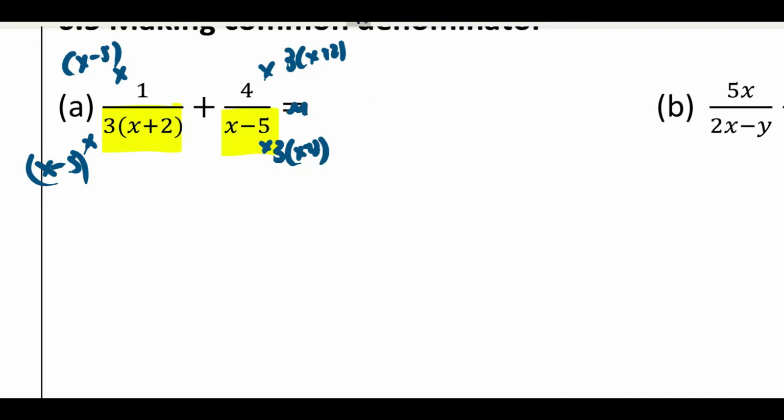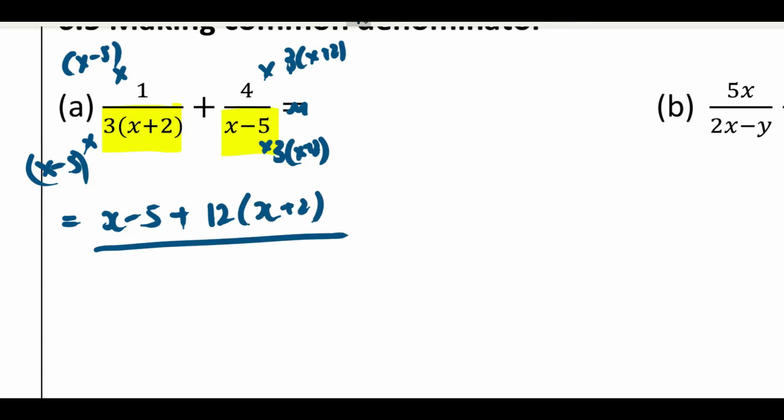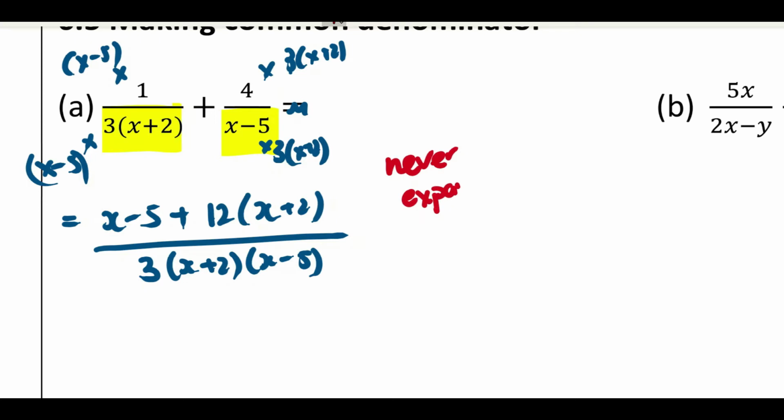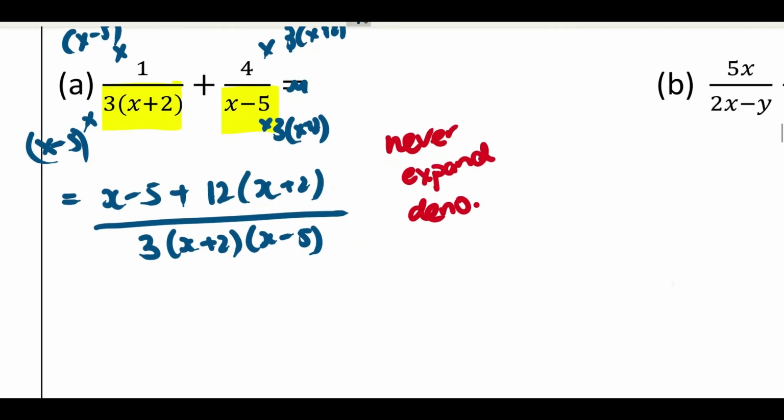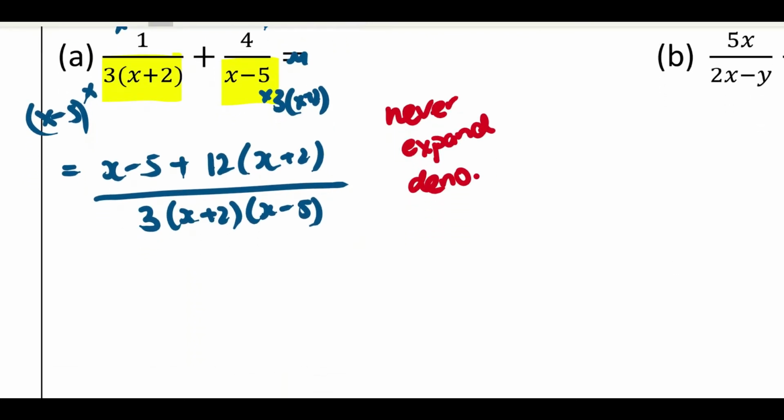Okay, so the equal right here. Numerator, the first one will be x minus 5 plus the 3 multiplied to the 4, 12 bracket x plus 2, over the denominator. You can just write one denominator and never ever expand the denominator. Never expand the denominator. Okay, why? Later there are some terms where you can cancel out. Then it's easier to see from there.